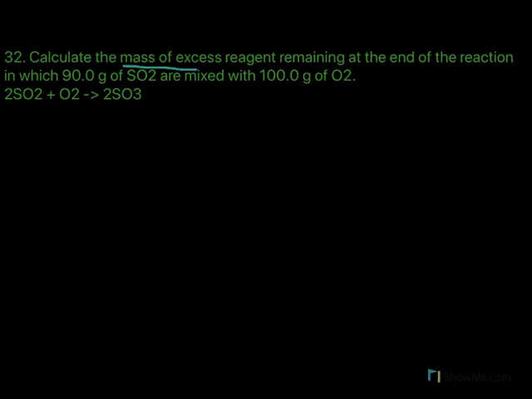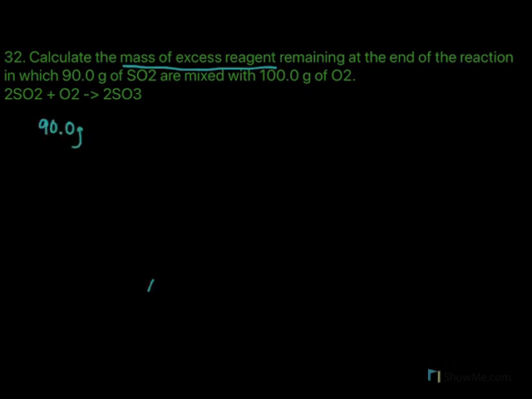So this one is asking for the mass of excess reagent remaining at the end of the reaction. So here they're saying, okay, we mix these two things together. One of them ran out, and we've now got our product, but we've also got a little bit of reactant left. And so they want to know the mass of that reactant that still remains. So first we'll figure out which one is going to run out first.